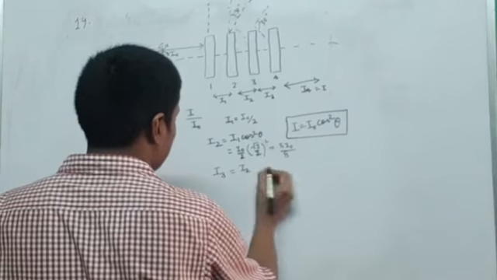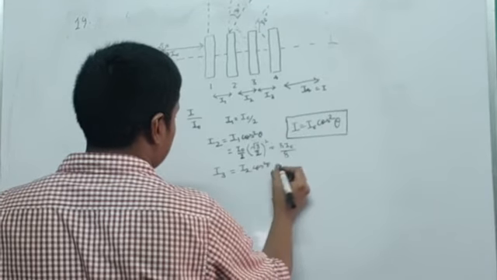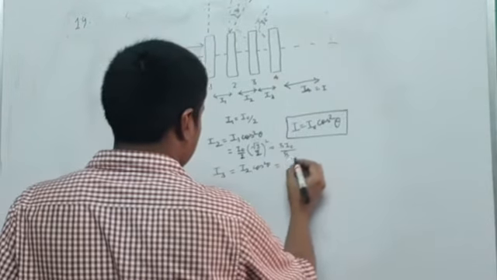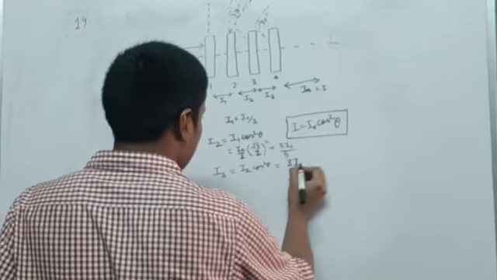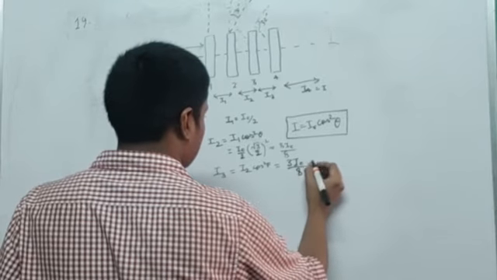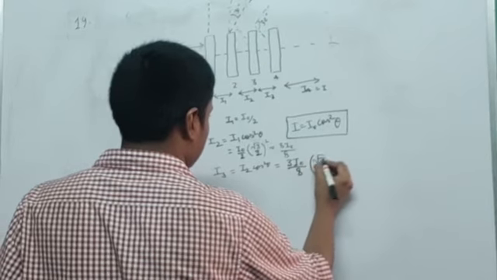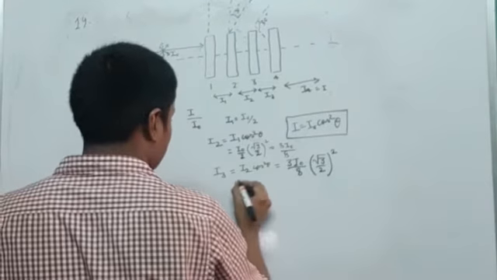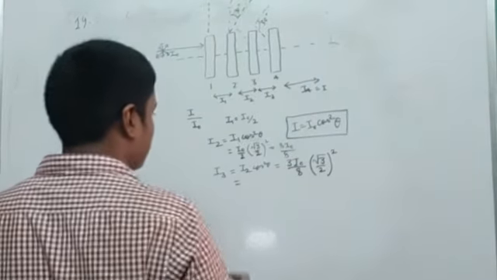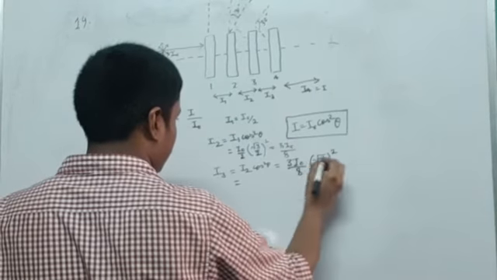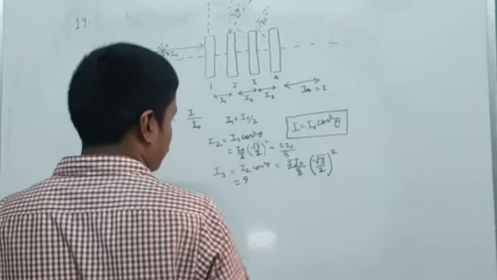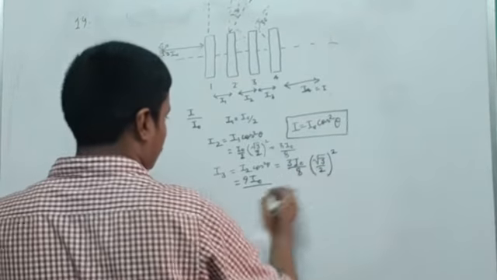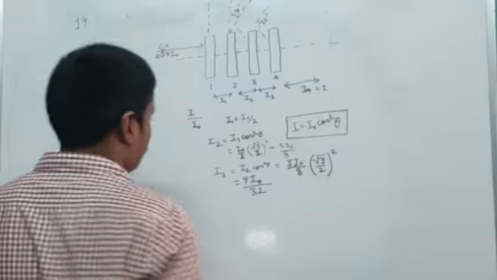Followed by I3. I3 is again I2 times cos squared theta, that is 3 I0 by 8 times cos 30 whole squared, which is again root 3 by 2 whole squared. That gives 3 times 3, that's 9, so 9 I0 over 32.